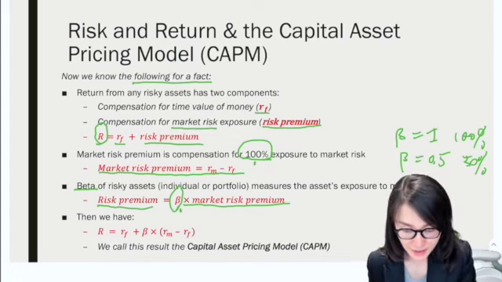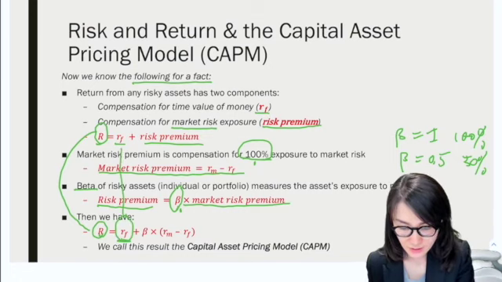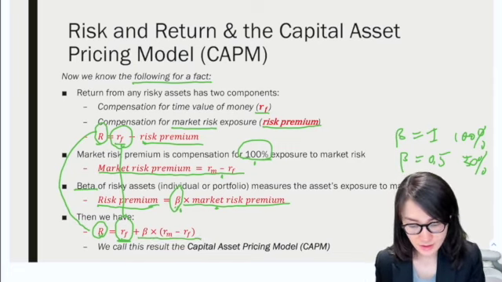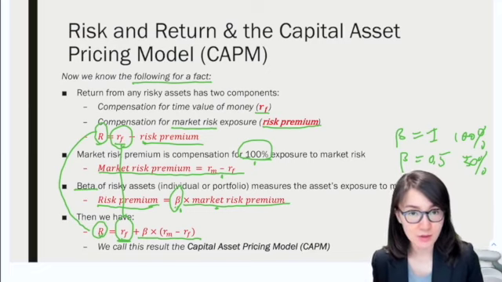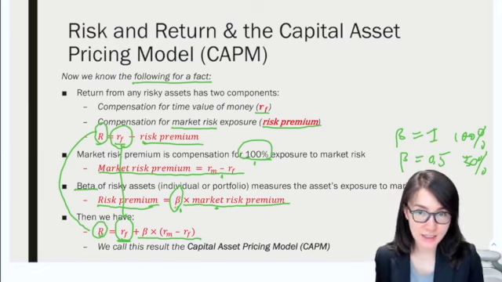And then we can combine everything together. We have this R, the return from any risky asset, equals RF, the risk-free rate, plus the risk premium. And the risk premium for this risky asset is simply beta times the market risk premium. And the market risk premium is RM minus RF. So here is the risk premium for this individual asset. Okay, and now we have the capital asset pricing model. This is how it is derived, and we understand where it came from.